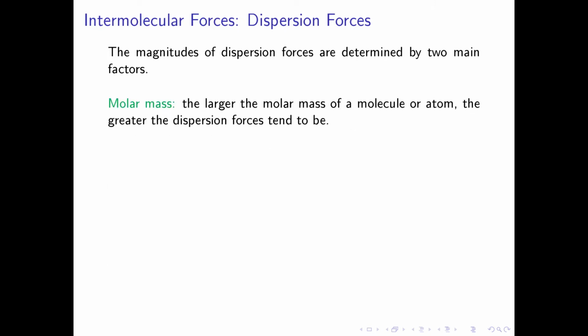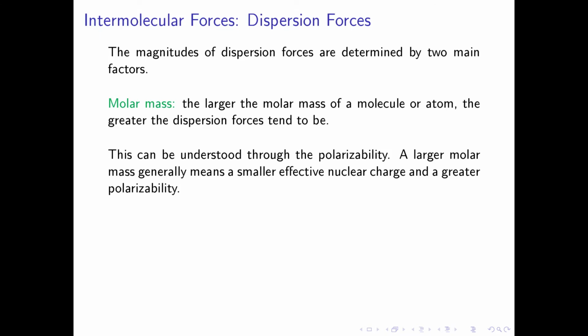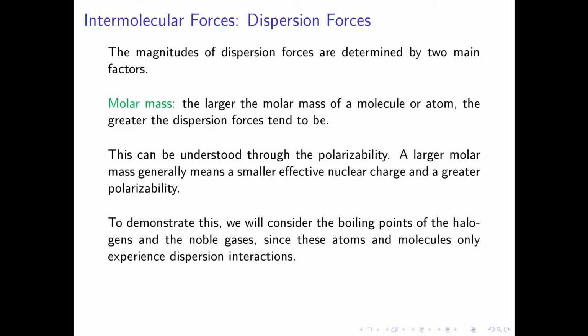The first factor that will determine the magnitude of dispersion forces is the molar mass. The larger the molar mass of a molecular atom, the greater the dispersion forces tend to be. This can be understood through the polarizability. A larger molar mass generally means a smaller effective nuclear charge, therefore a greater polarizability. To demonstrate this, we will consider the boiling points of the halogens and the noble gases, since these are atoms and molecules that only experience dispersion interactions.